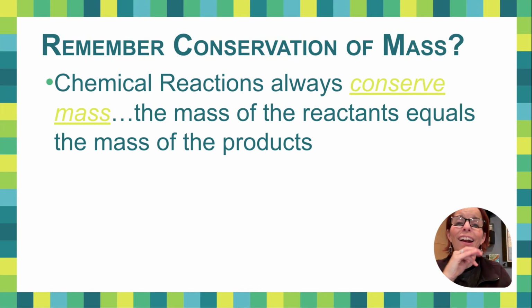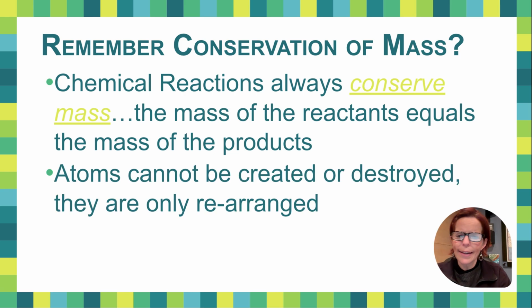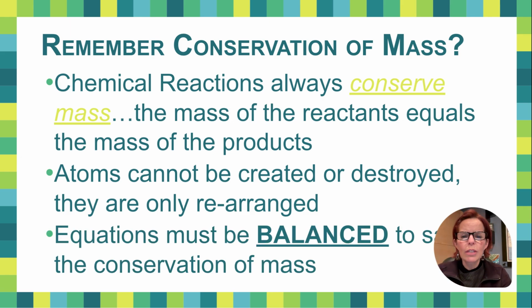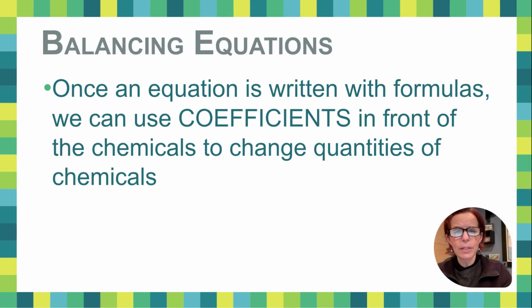Okay, so let's try a couple equations. It says chemical reactions always conserve mass. The mass of the reactants equals the mass of the product. Again, atoms can't be created or destroyed. They are only rearranged. So the equations have to be balanced in order to support the conservation of mass. So here's how we do it.